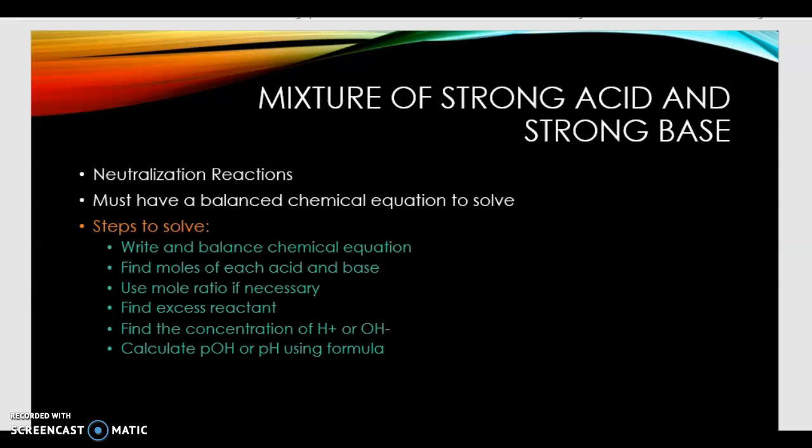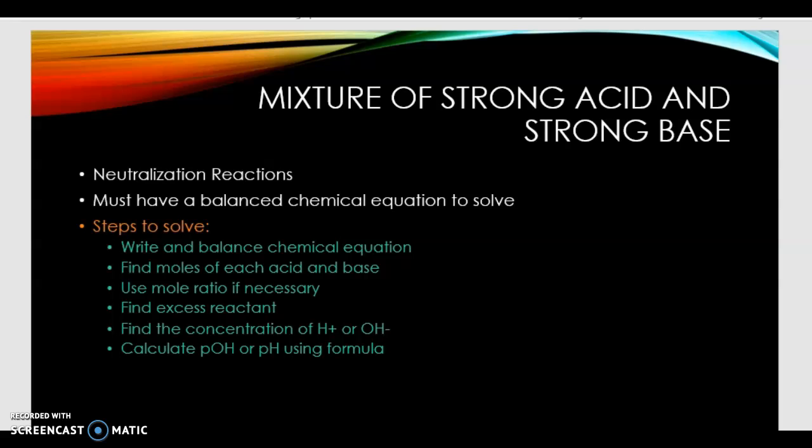Okay, so we are still looking at pH of mixtures. We're going to look at a different example though, strong acid and strong base. It's a little different. We're not going to add the moles of hydrogen concentration together. So this should be a neutralization reaction. We're going to have to balance our chemical equation to solve because it does matter if we have a 1-to-1 ratio, 2-to-1 ratio, 1-to-2 ratio, whatever it may be.